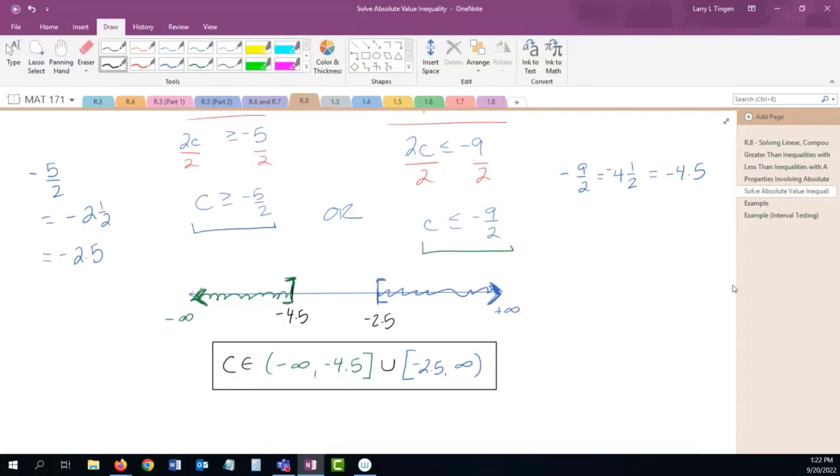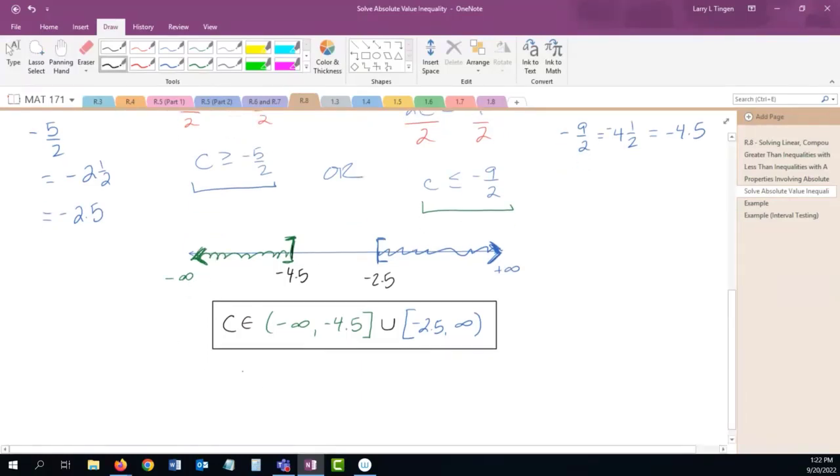talks about set builder notation, and I'm just going to show you what that would look like. So it starts out with a bracket, and you get C. You get a big straight line. It looks like half of the absolute value. It's just a straight vertical line, and it reads as "such that." And then what you do is you put in the inequalities that you found. C is greater than or equal to negative 5/2, or C is less than or equal to negative 9/2, and you close the curly brace.